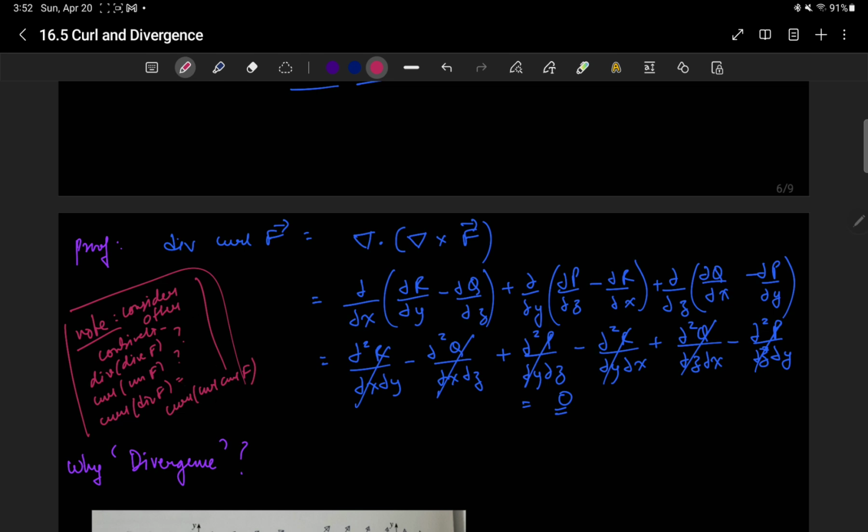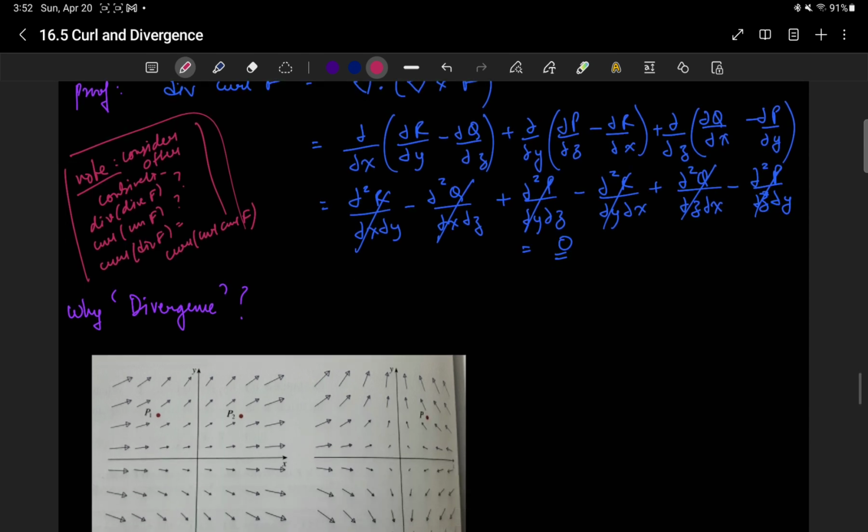So think about which of these makes sense to ask first of all, and also if it does make sense, is there something nice? Is something zero like over here, or some other interesting things? So try it out. That will help you be a little more comfortable and familiar with using both curl and divergence notation.